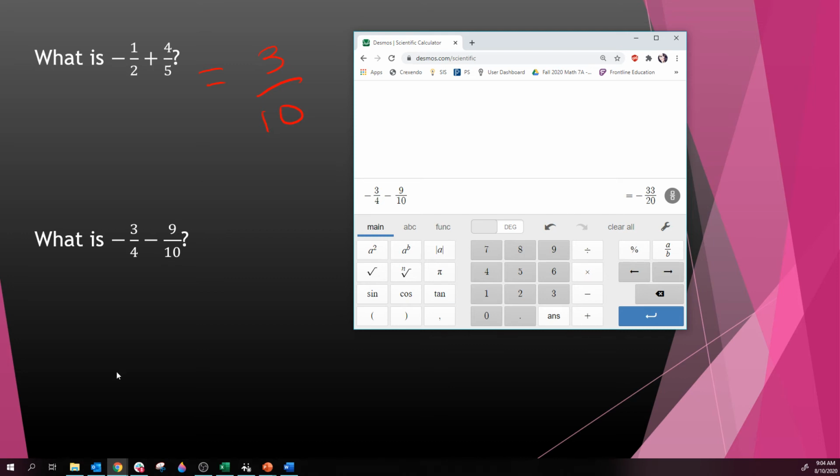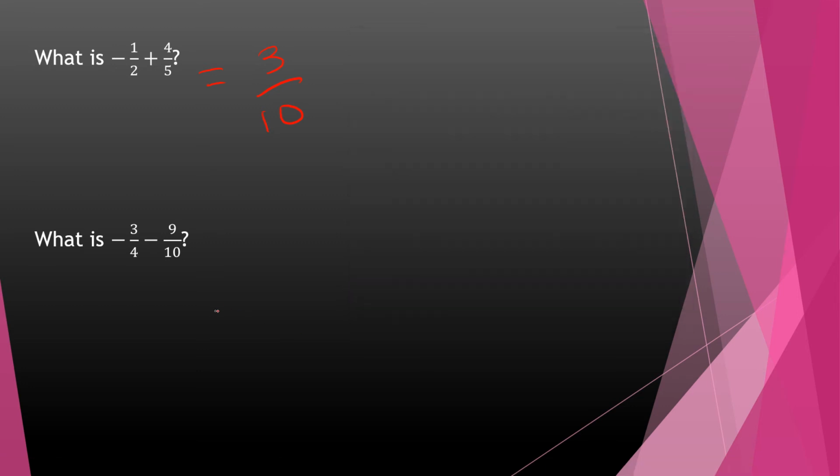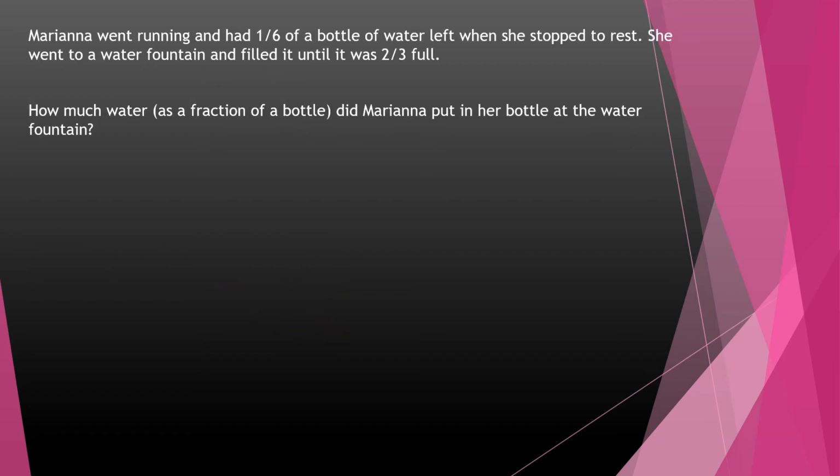But you just make sure that whatever you see here, so I have a negative and a negative, is exactly what it looks like when you're typing it in. So this is -33/20. Alright, next question. Mariana went running and had 1/6 of a bottle of water left when she stopped to rest.